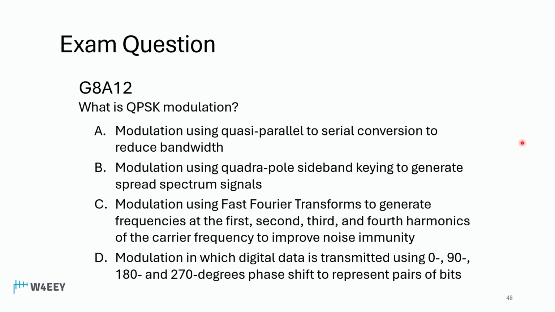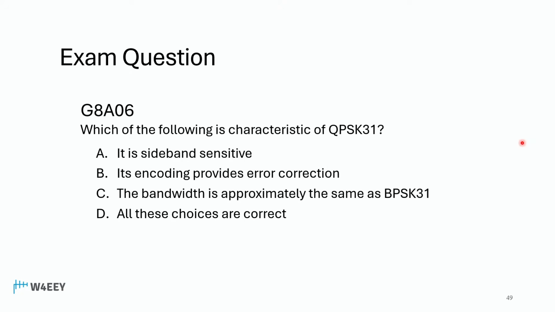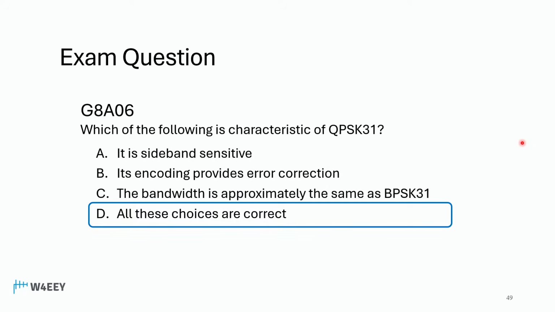What is QPSK modulation? Delta. Delta modulation, in which digital data is transmitted at 0, 90, 180, and 270 degree phase shifts to represent pairs of bits. So you can send a lot more data that way. Which of the following is a characteristic of QPSK31? Delta. Yes. Alpha is correct, Bravo is correct, Charlie's correct, so all of these choices are correct.